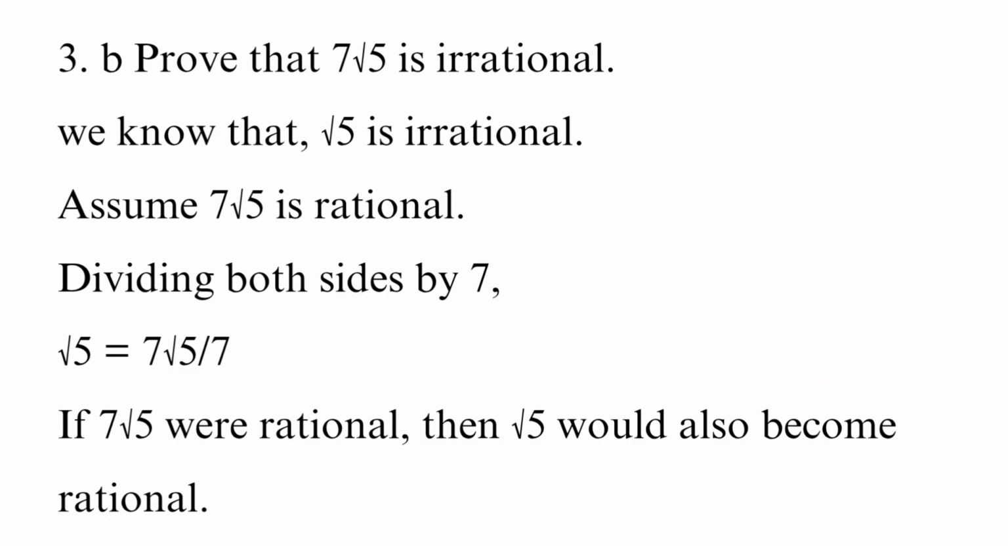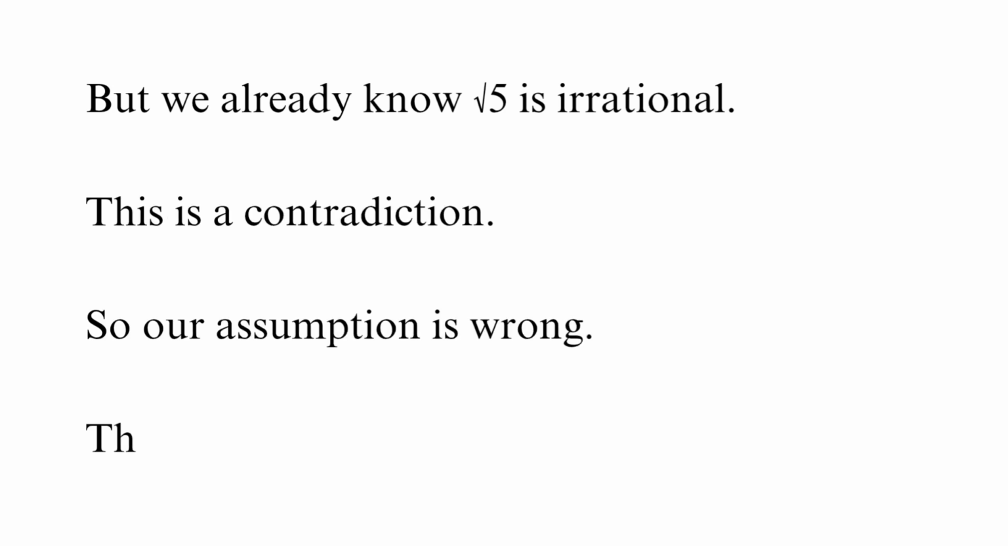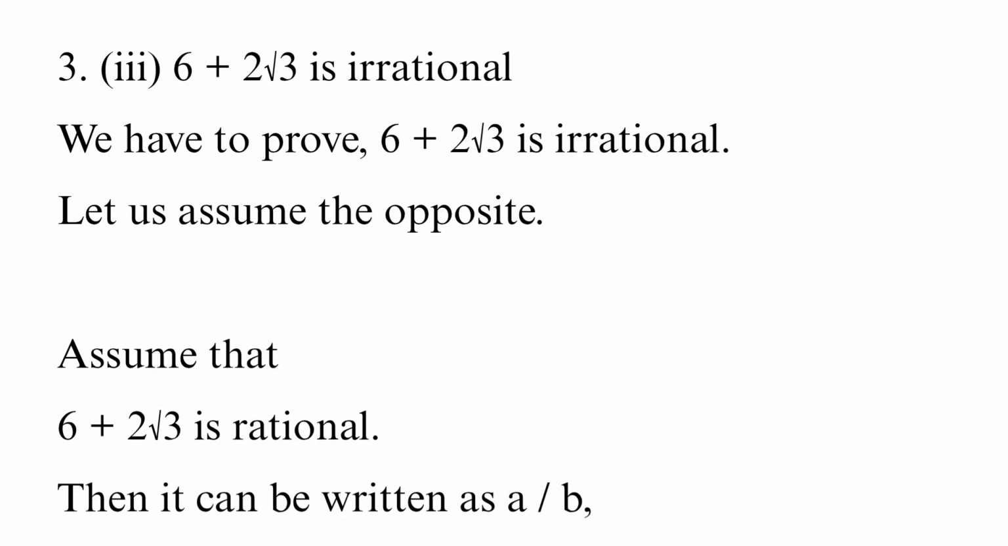If 7 square root 5 were rational, then square root 5 would also become rational. But we already know square root 5 is irrational. This is a contradiction. So our assumption is wrong. Therefore, 7 square root 5 is irrational. Done. Simple logic, powerful proof.